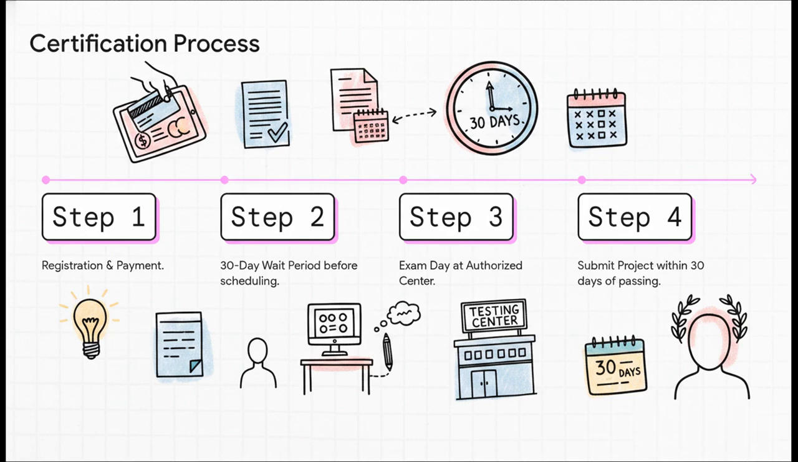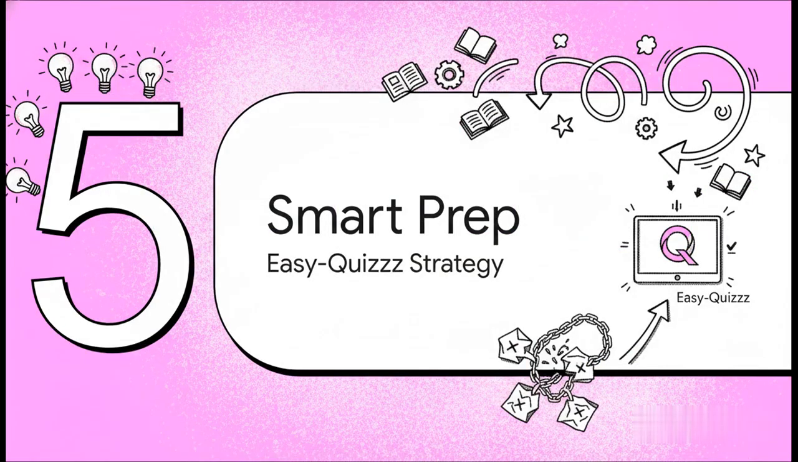First, you register and pay. Then, you have to wait a mandatory 30 days before you can even schedule. Next is your in-person exam day. And finally, you have to submit a final project within 30 days of actually passing the exam to officially earn the designation. It's a journey, for sure. Finally, part 5, smart prep with Easy Quiz.